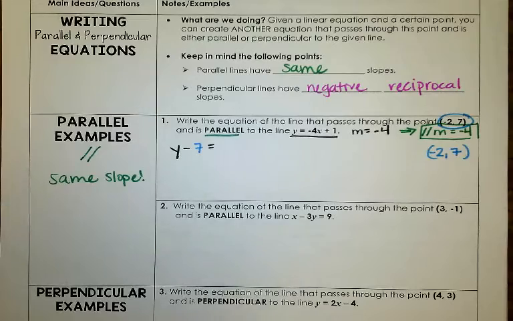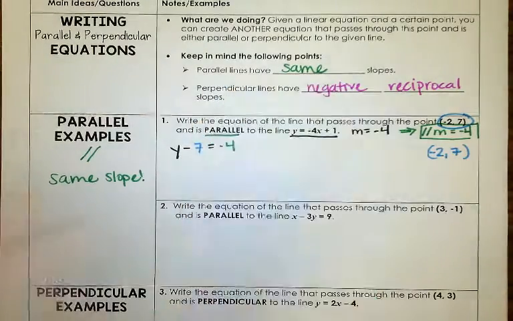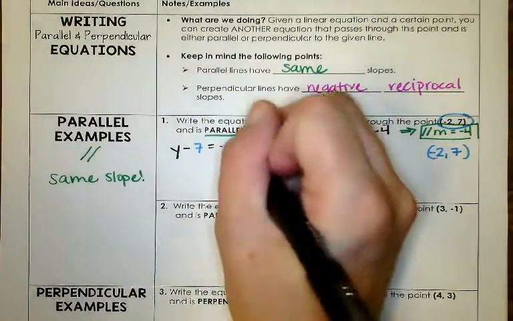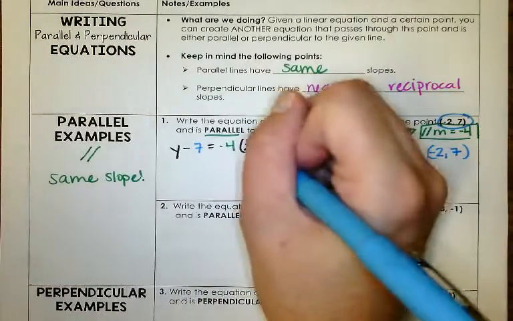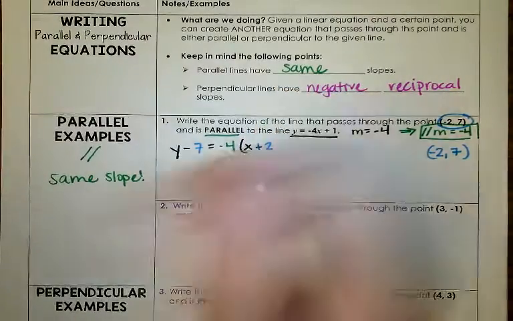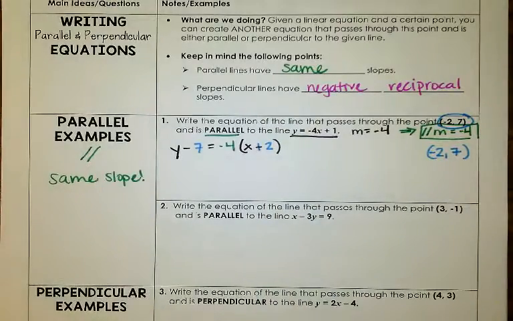And then parentheses x minus, but if it's minus -2, it's really +2, right? Do y'all feel good about that? So we just turned it into point slope form. Now that we turned it into point slope form, is this fairly simple to convert to slope intercept? Yes. We just need to distribute and then add.